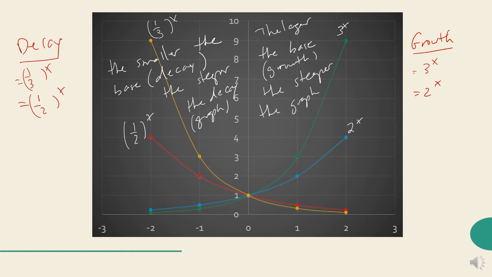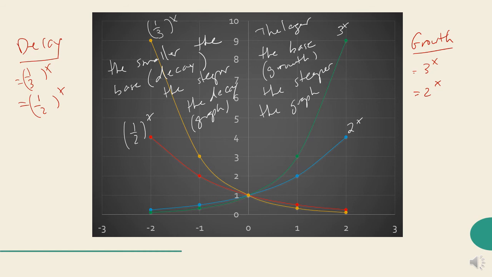So again, if it's growth, the bigger the base, the steeper it is, the faster it grows. For decay, the smaller the base, and again, 1/3 is smaller than 1/2. If I had you do like a quarter, it would be smaller than 1/3 and 1/2, it would be even steeper. The smaller the base, the steeper the decline, or the more quickly that it decays. So there's two important patterns from this.